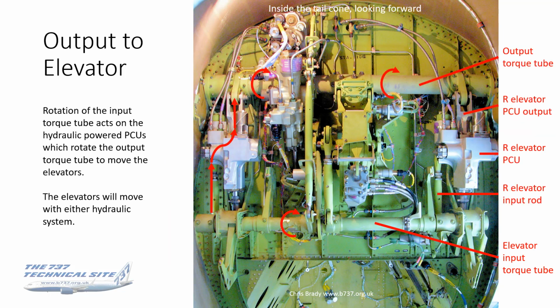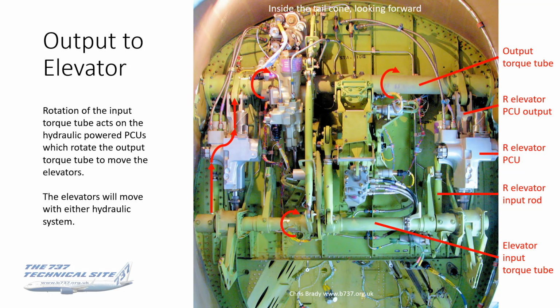Alright, so how does the motion get from the input torque tube to the elevators? Well, this is how it does it. What I've done on the right hand side is label the components. On the left hand side, the components are the same, but I've shown the flow of travel. So let's start from the bottom, at the elevator input torque tube. Again, you've got inputs from various sources, either the control column, the autopilot, or the elevator feel and centering unit. That will rotate that elevator input torque tube.